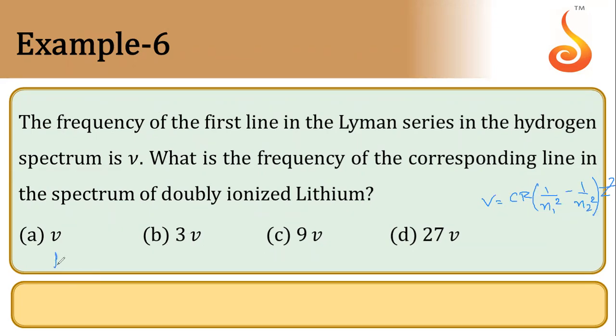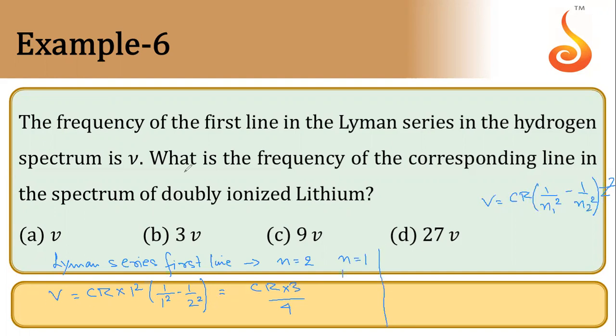So for the Lyman series, first line, the electron will move from n = 2 to the n = 1 orbit. So the frequency observed will be Cr × Z². Now it is a hydrogen atom, so Z is 1. So 1² × (1/1² − 1/2²). That comes as Cr × (1 − 1/4), that is 3/4. So that is the value of nu.